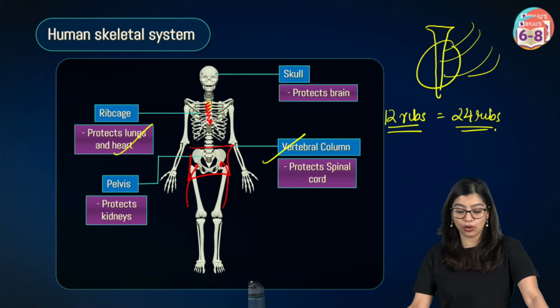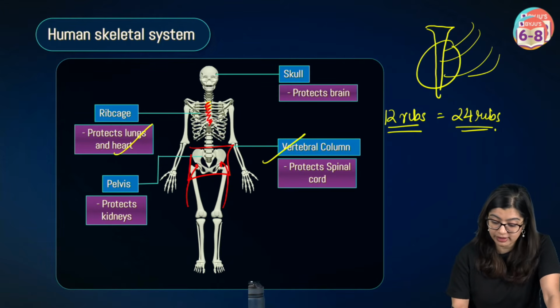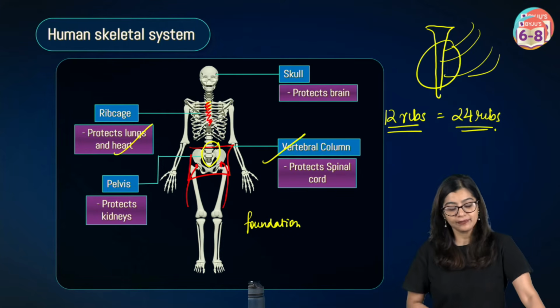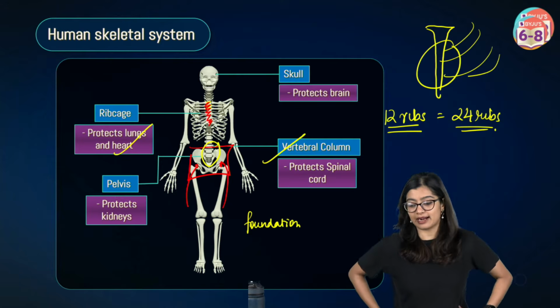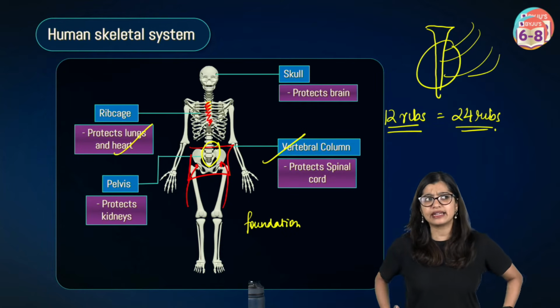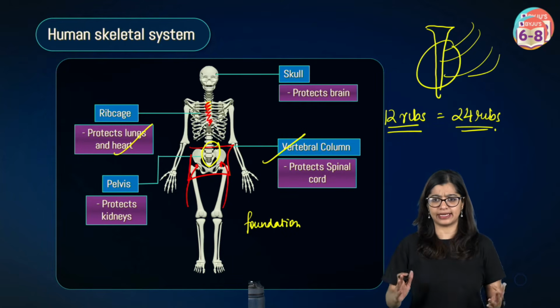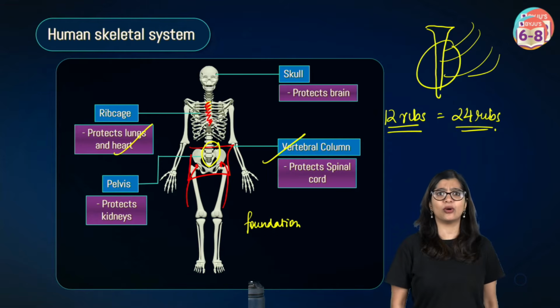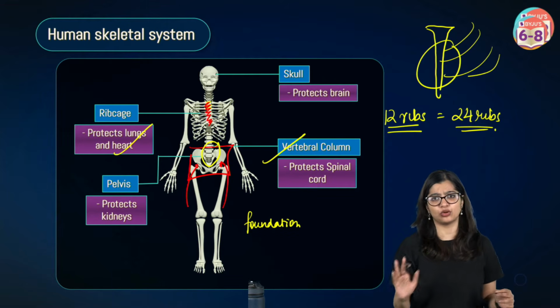Now, along with this, we also see that the pelvis provides a certain foundation. So the pelvis, if you see, the vertebral column gets attached to the pelvis, right? And we see that this pelvis is acting as a foundation. So there is a reason why we are able to stand upright or sit down or, let's say, move the way we move as human beings.